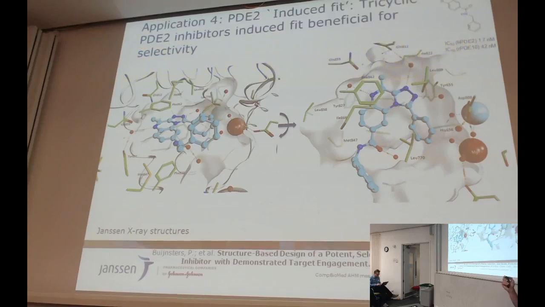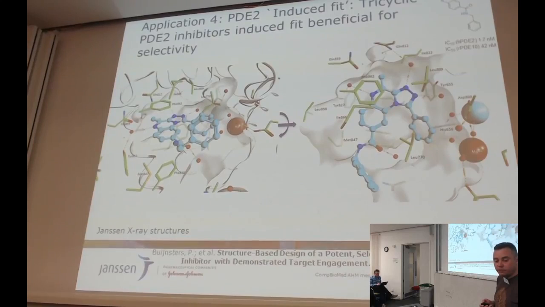My final example, though, is one where we're really struggling, and we don't know the answer why. And it's a wonderful data set. Again, it's PDE2 inhibitors. It's an internal chemical series. We have a crystal structure of this early HIT, which is a very potent PDE2 compound, but it's not particularly selective.